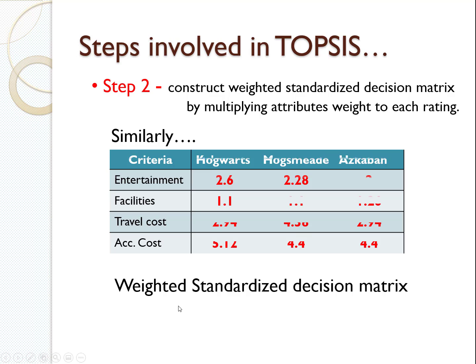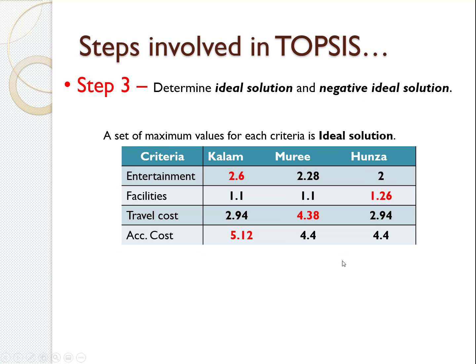Okay. So when you construct this, now we need to use the Euclidean or Manhattan distance formula, which we will be using for TOPSIS in order to know which alternative is the farthest from the ideal solution and which alternative is nearest to the ideal solution. So in the previous slides, we constructed this weighted standardized decision matrix. Now in the next step, determine the ideal solution and negative ideal solution. So how will we get the ideal solution and negative ideal solution?